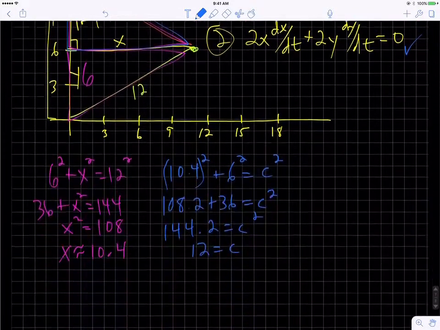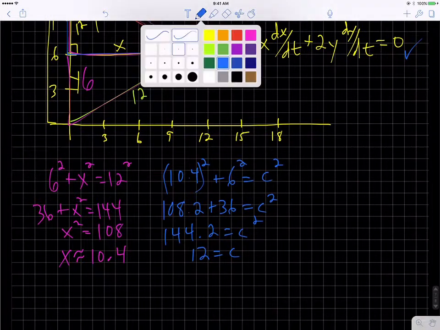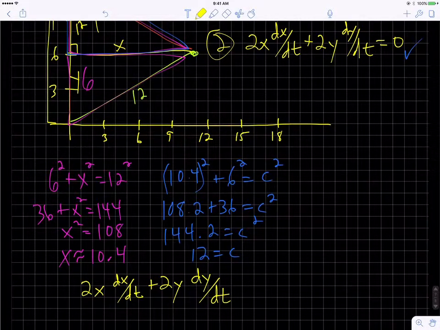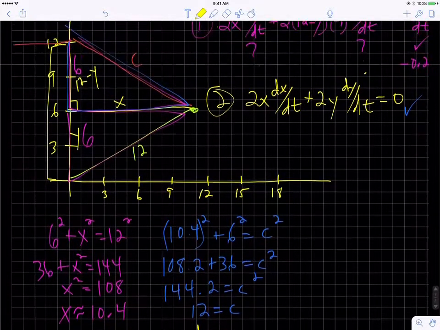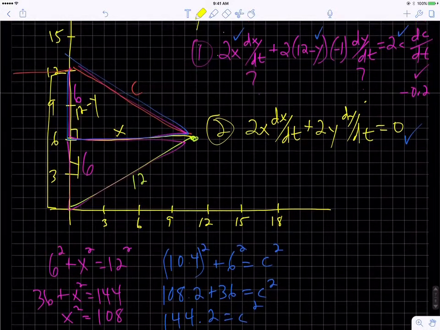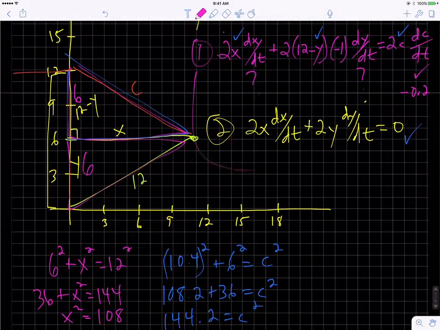So I'm going to rewrite those. I'm going to rewrite equation 2 first. 2x dx dt plus 2y dy dt equals 0. That's the first equation in my system. The second one will be this equation number 1, but I'm going to plug in some of the stuff I know. And I'm going to do that down here.